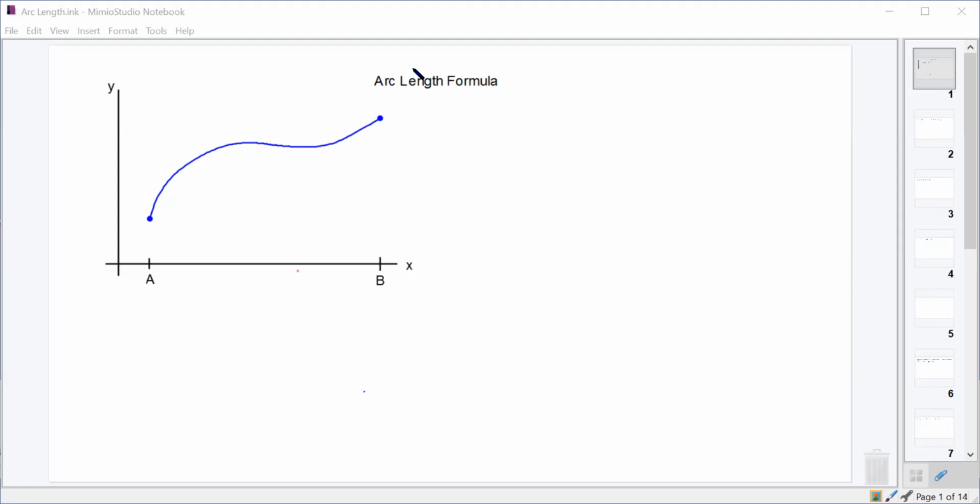Any thoughts about how we might find the actual length from A to B? Not the distance, right? Not the distance between them, but the actual length of it.